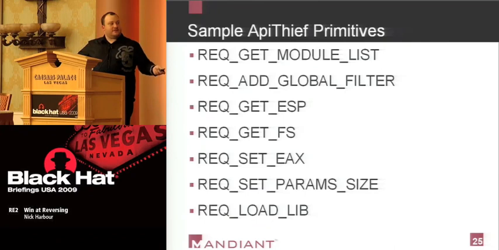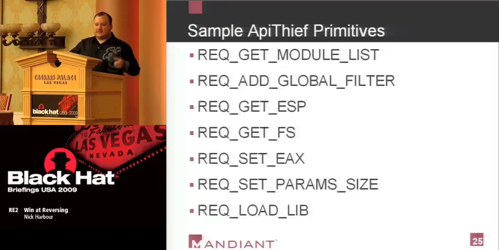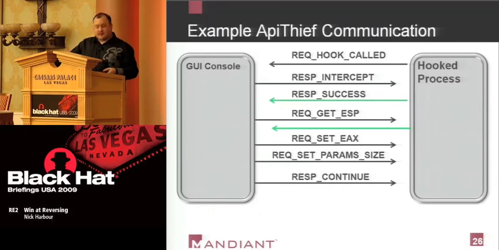That's what comes down to setting the return value of the function. You can set the parameter size. That's in case you call a stdcall function. And you can do a LoadLibrary, because you need something special to trap LoadLibrary if you want to traverse it. It's just an example of the protocol. I'm not going to go into it in too much depth.